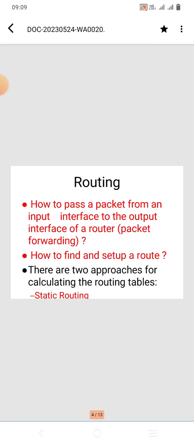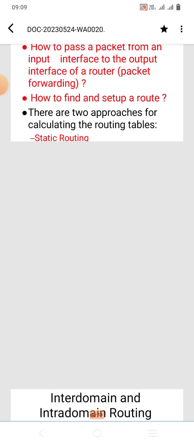In a static routing table, the information present in the routing table is manually updated. In a dynamic routing table, the information in the routing table is updated by the software.